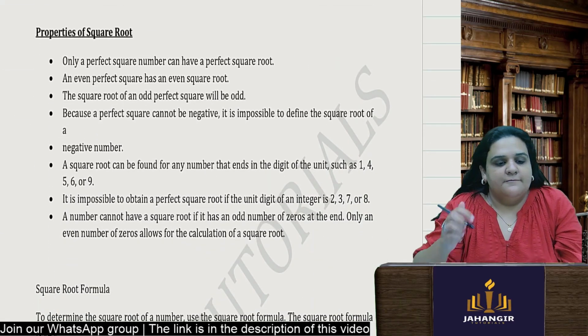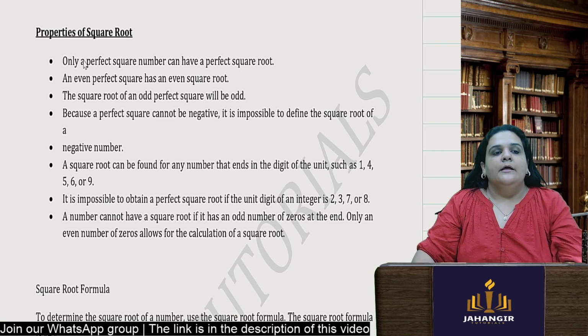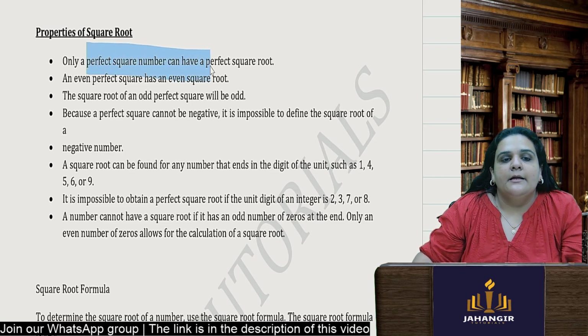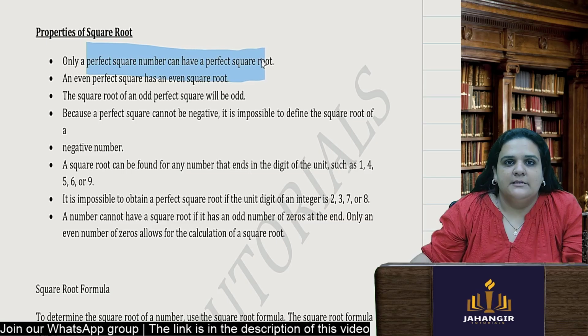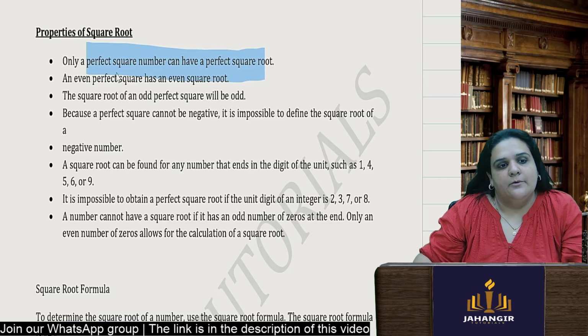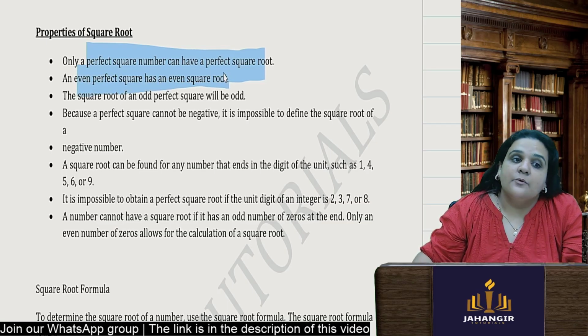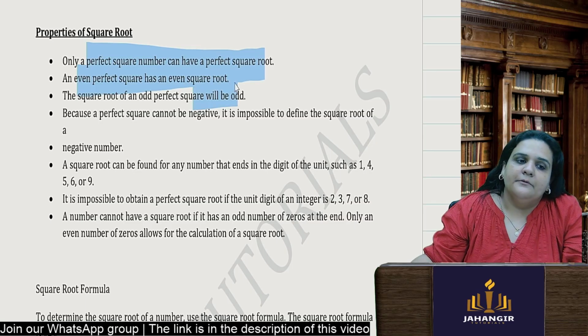So properties of square root, let's go there. Only a perfect square number can have a perfect square root. Obviously 2 2s are 4, so 4 can have a perfect square root. An even perfect square has an even square root. The square root of an odd perfect square will be odd.